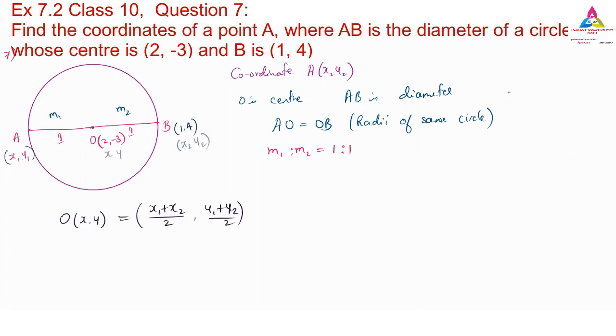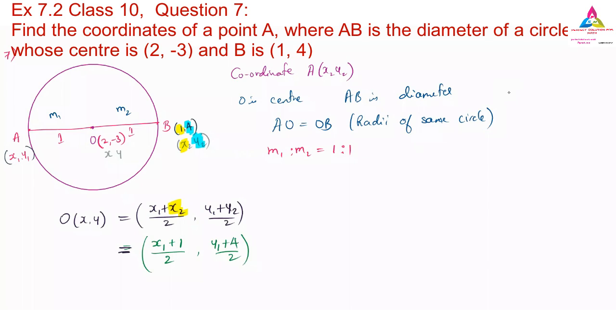Here x1 is x1 itself. We don't know the value of x1, so write x1 as it is. But the x2 value is already mentioned, and it is 1. So it is (x1 plus 1) divided by 2. And comma, y1 we also don't know, so we write y1. But the y2 value is already mentioned, and it is 4, divided by 2.